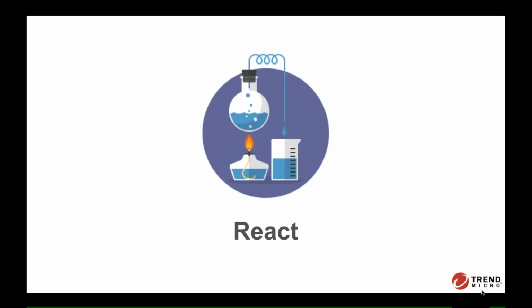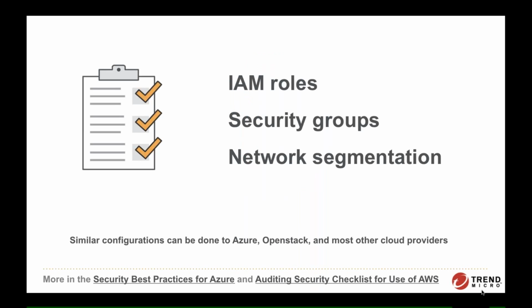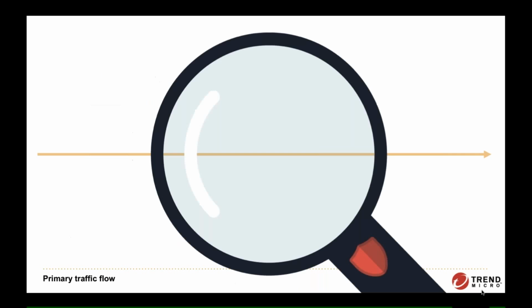So I'm going to be talking about two different approaches: react and resolve. The first item here is you need to be able to proactively react to that. When you're talking about reacting, we're talking about making sure your roles within your environment are applied, security groups are set up properly, and networks are segmented. And as part of that, you have to consider the fact that you're going to be dealing with a lot of different traffic that's coming along.